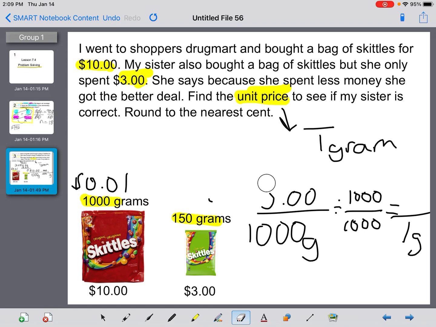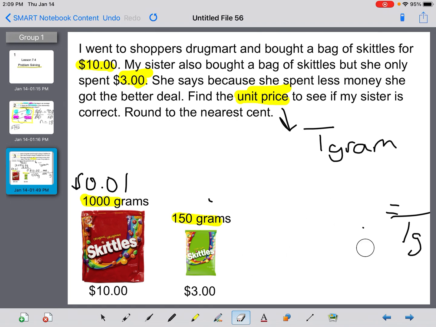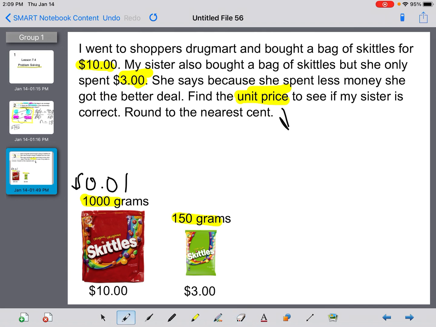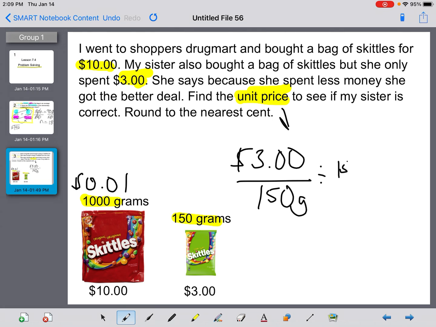So now let's do the same thing with my green bag, because I want to know how much 1 gram is. Again, grade 7, you might have questions in your textbook like, how many things can you do in 1 minute? Then you would put the minutes on the bottom. Or how much is the cost for 1 ounce? Then you would put the ounce on the bottom. So now I have $3 for 150 grams. I want to know the price of 1 gram. So I'm going to divide by 150 on the top and bottom. I get 1 gram on the bottom, right?